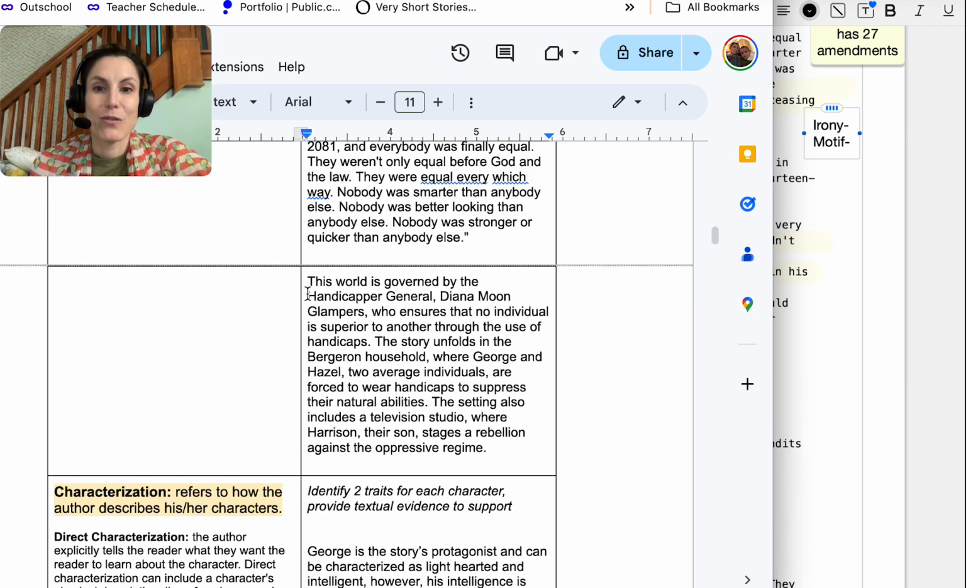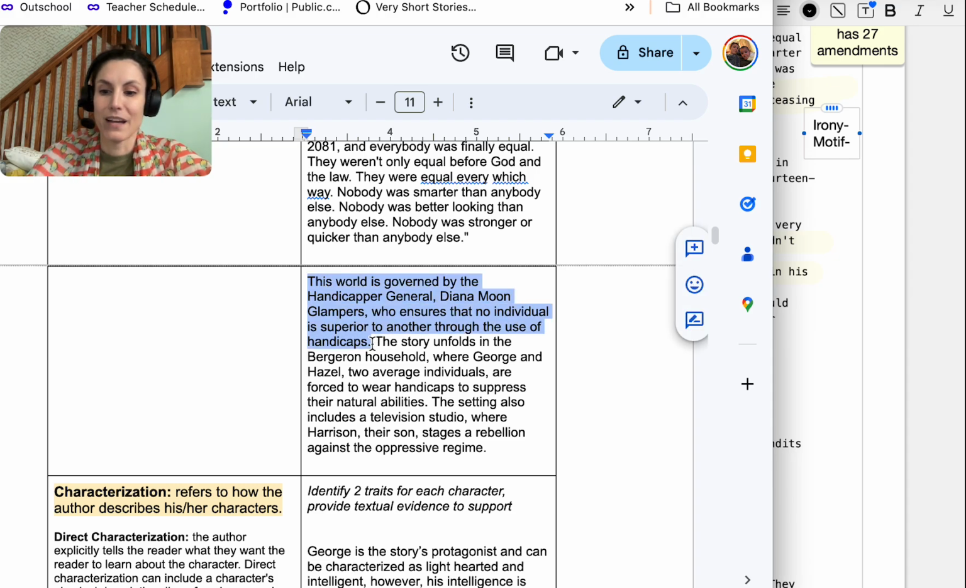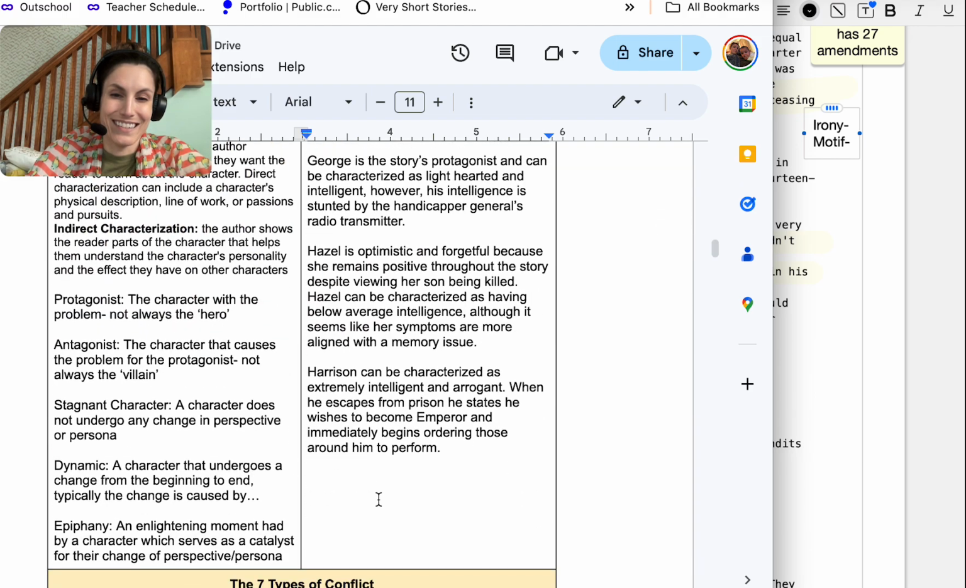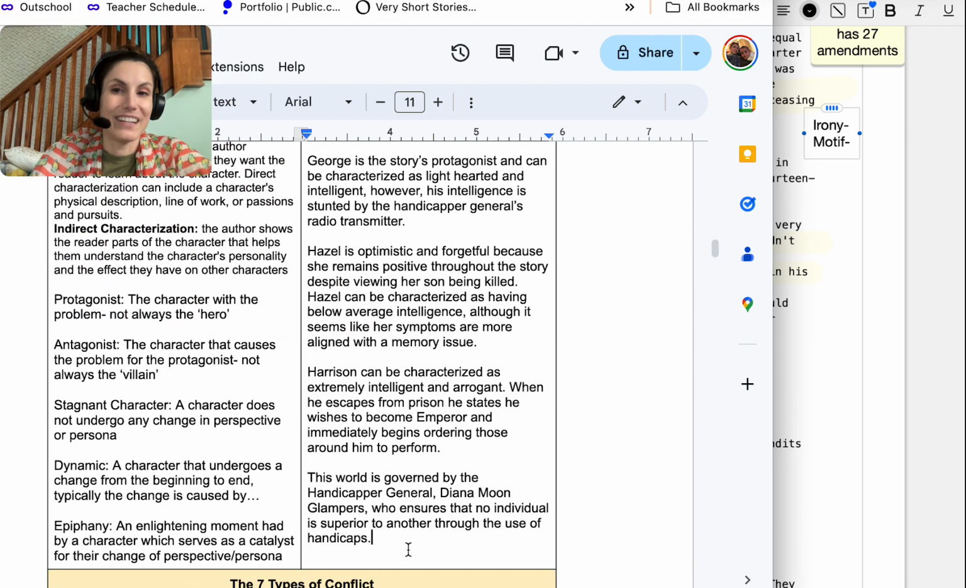And then I also introduced Diana Moon Glampers. I will put her in our character section. She's going to be the keeper of order. She wouldn't be the president, but obviously in the end, you could say she's the antagonist, but technically the government as a whole would be the antagonist in this Harrison Bergeron story.